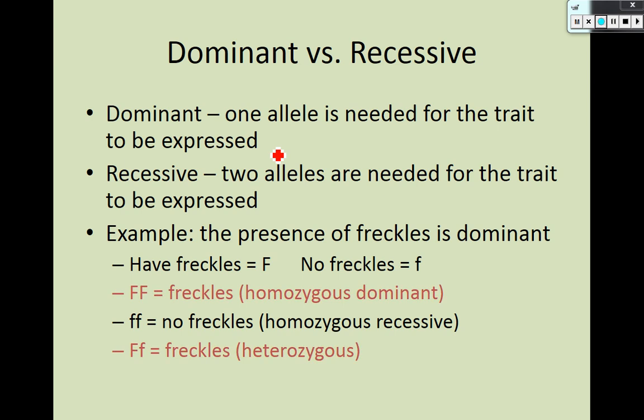And so you see the homozygous dominant and the heterozygous both have the same phenotype. They both have freckles, but they have different genotypes. And so that's where you could have separate genotypes but the same phenotype, whereas the homozygous recessive is a different genotype and a different phenotype.